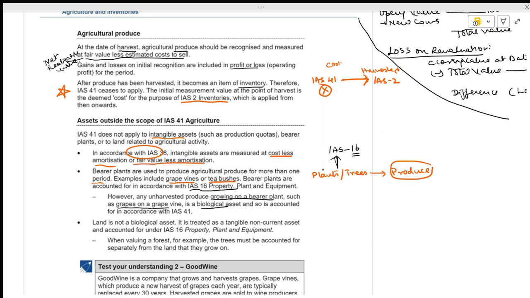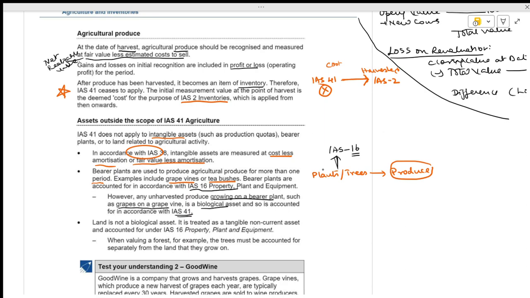Is there any unharvested produce? The grapes on the grapevines. The grapes on a grapevine, is it right? Any unharvested produce growing on a bearer plant, such as grapes on a grapevine, is a biological asset. So it is accounted for in accordance with what? It is accounted under IAS 41. That is the basic difference.